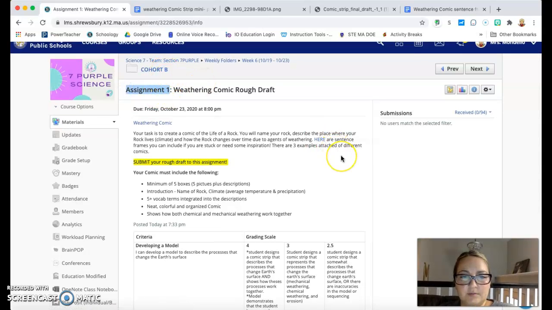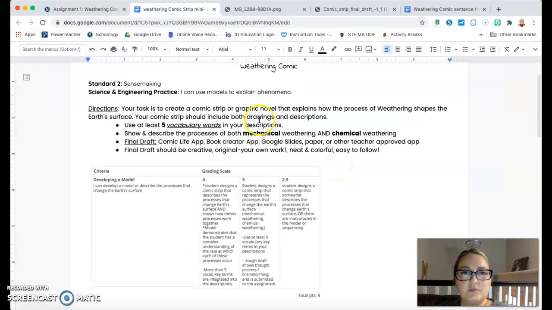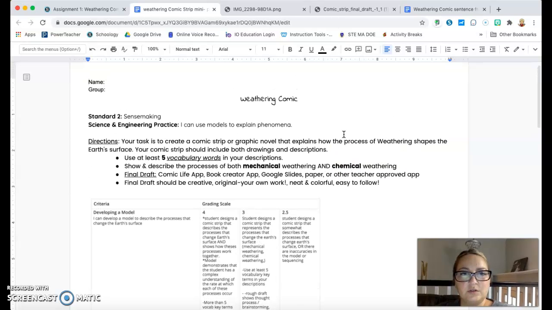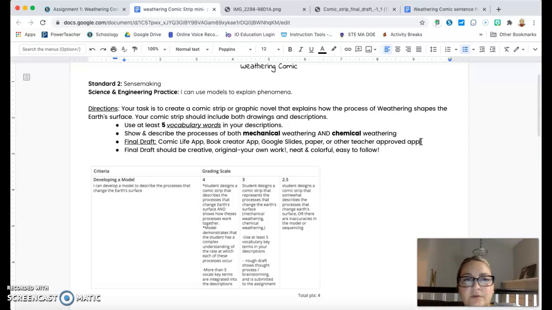And for assignment number 2, you have the option of using different apps to make your final draft. So you can use any of the apps that I have listed here, along with paper as well. So the Comic Life app, Book Creator, Google Slides, paper, or if there's another app that you want to run by me for my approval, that's fine too. Or you can do this on paper.